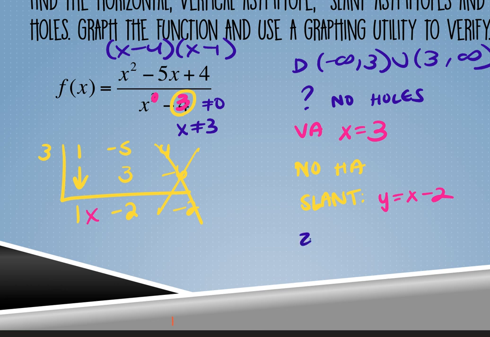And then my zeros come from my numerator. Set them each equal to 0. And I get 1 and 4. And my y-intercept comes by plugging 0 in, and I'd get -4/3.